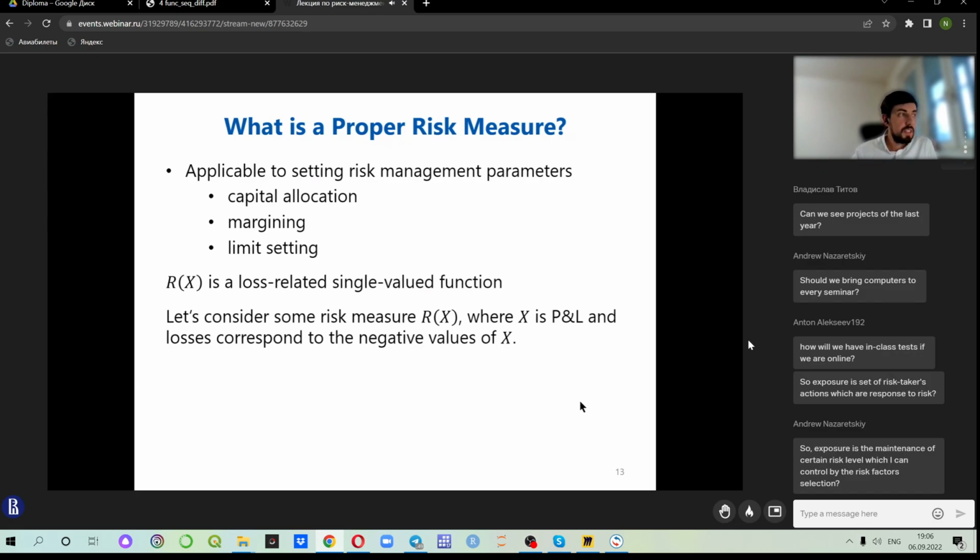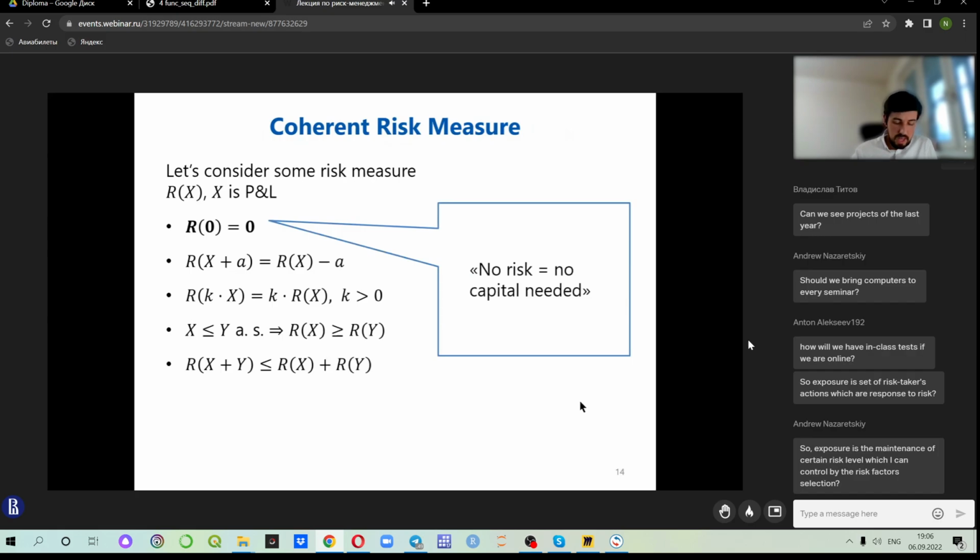All right, so let's consider what is a good or proper risk measure. Let's consider some risk measure, just some real-valued function R of X, and X is going to be a random variable that represents profit and losses. So that represents the cumulative and aggregated risk on a project.